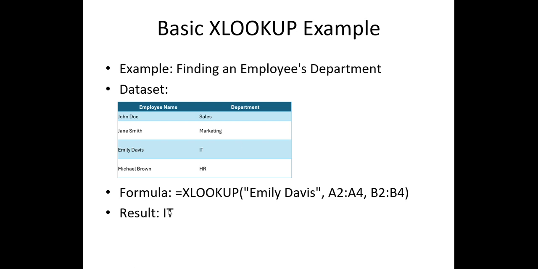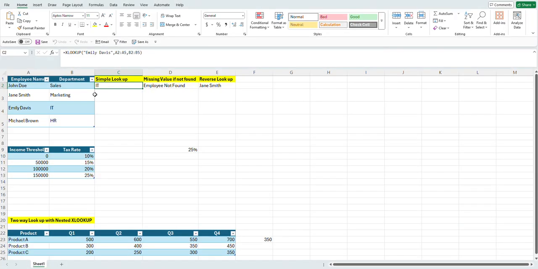So if you notice the syntax of the formula, it's XLOOKUP. What are we looking for? It's Emily Davis. And what is the Emily Davis array? Maybe this is where it will be easier if I switch to Excel, because the cell numbers A2, A4 make more sense. So let me switch there.